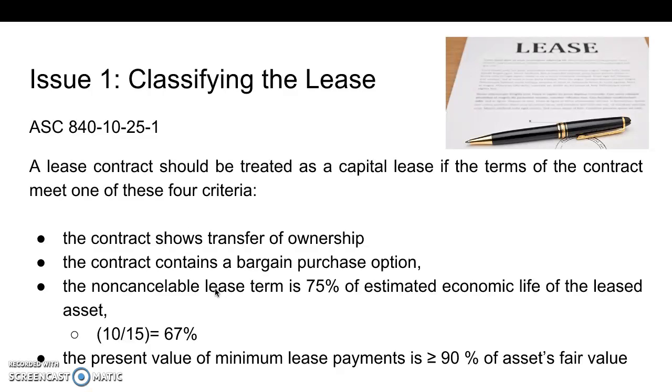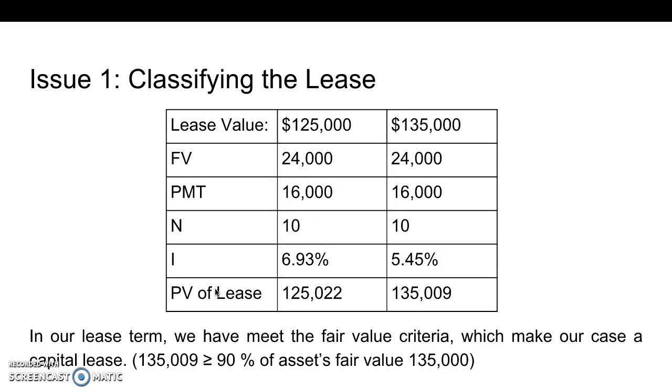Let's look at the fourth criterion, and this criterion is the last one. It's that the present value of the minimum lease payment should be more than or equal to 90% of the asset's fair value. That I will explain further in the next slide. In order to calculate the present value of this lease, we need to take the following steps. First, we looked at each lease value. The first one is priced at $125,000, and this is the cost of Garrison's competitors.